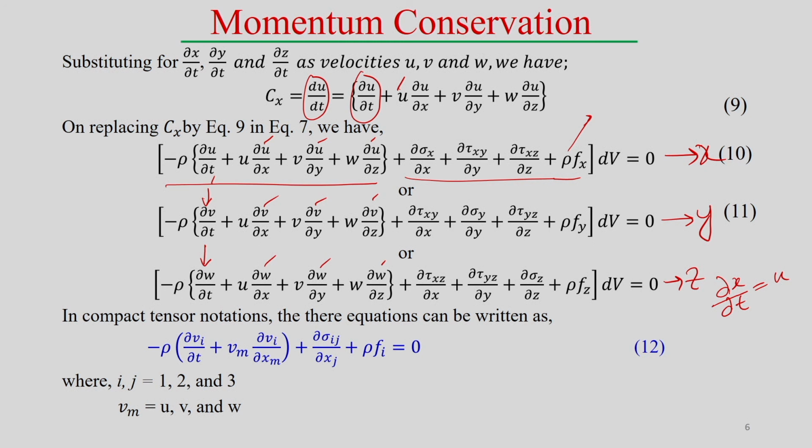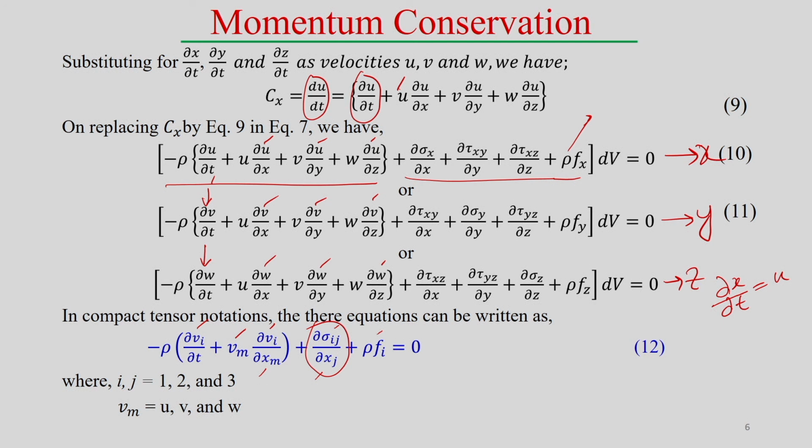Now, the compact tensor notation using all these three equations can be written in this particular way: rho del v_i by del t, v_m velocity component with x_m, and del sigma_ij by del x_j, and rho f_i, where i is equal to 1, 2, 3 and v_m represents the velocity components u, v and w. So, in this case we are representing this equation using the stress notation. In terms of the stress, we are representing this momentum conservation equation.